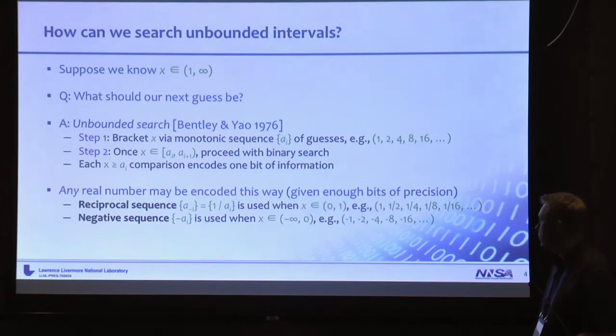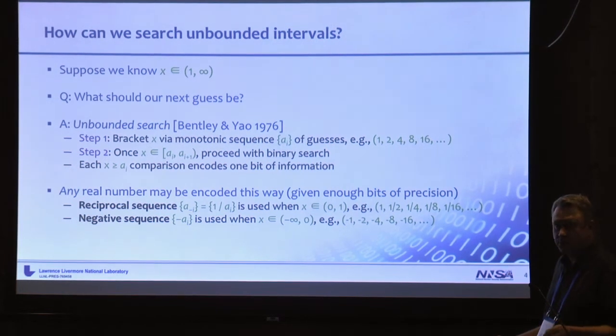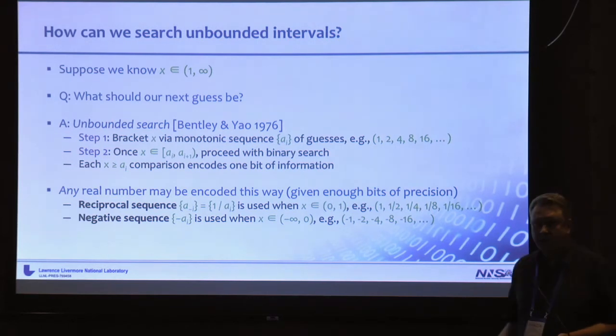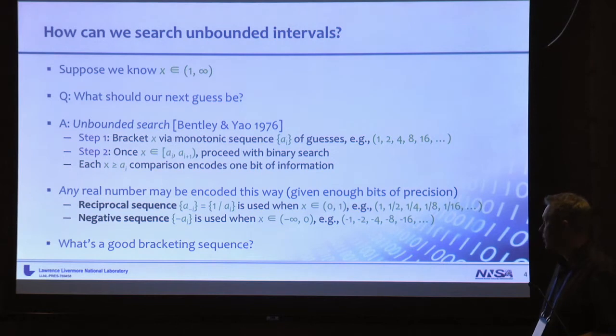Okay, so what we're going to do here is develop this sequence of monotonically increasing guesses, which works well for numbers above 1. For numbers between 0 and 1, we're going to use the reciprocal of that sequence of guesses. And of course, we want to represent negative numbers as well, right? We can just prepend a sign bit in order to do so. So this allows us to encode arbitrary numbers. Then the next question is, what makes for a good bracketing sequence? I mentioned that we can just double the previous number, but is that the best we can do?